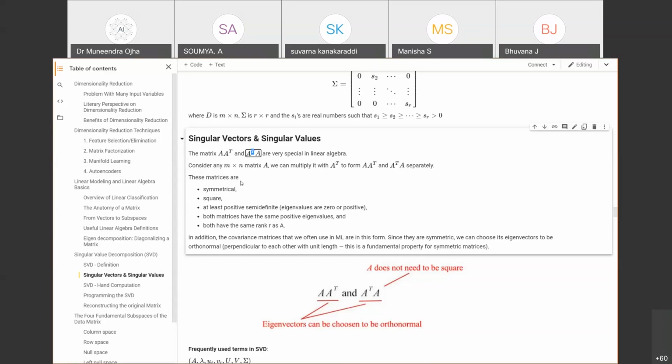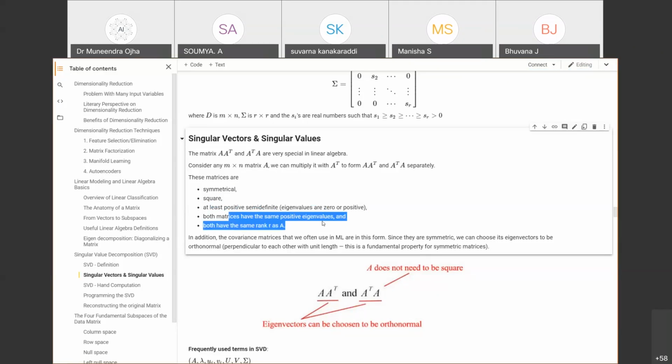The matrix properties of these two matrices are that they are symmetrical, they are square, and they are at least positive semi-definite, that is their eigenvalues are either 0 or positive. Positive semi-definite means their eigenvalues are either 0 or positive. They don't have negative values, because they are at least positive semi-definite, so they don't have the chance of having negative values.